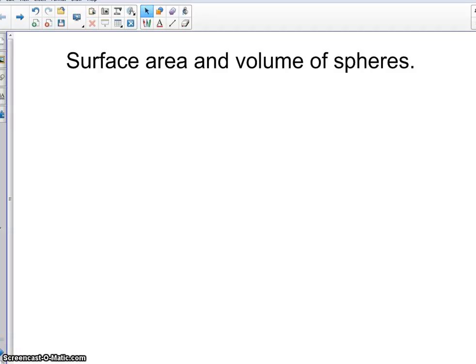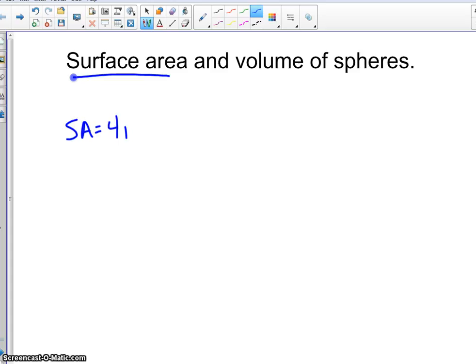Okay, well, it's Friday, and you will be working on surface area and volume of spheres. So two formulas you need. If we talk about surface area, the formula, you can call it SA, surface area, is going to be 4 pi r squared. So that will give you the surface area of a sphere.